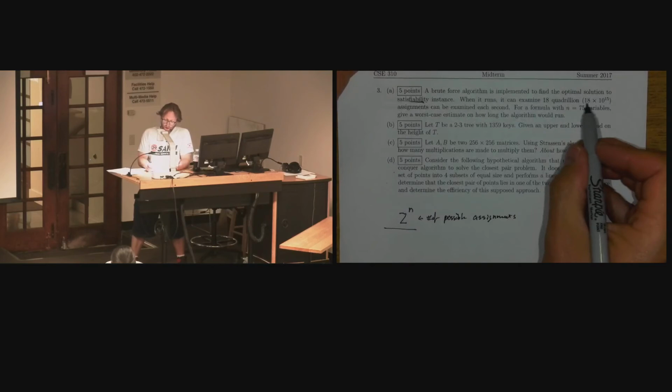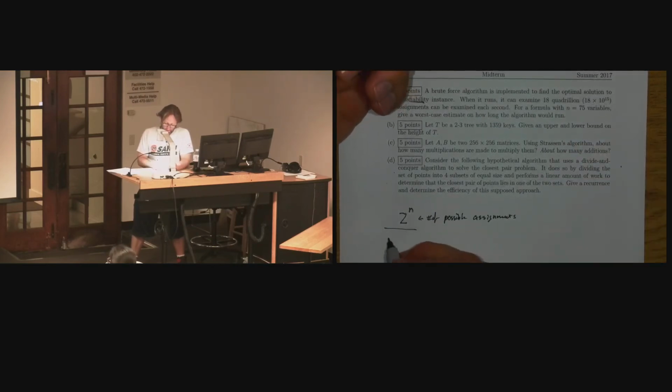Your computer can find 18 times 10 to the 15 per second. This gives you the number of seconds.